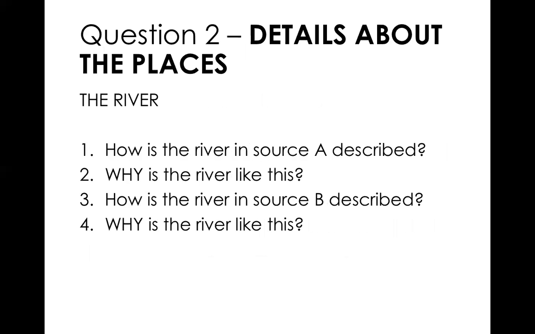Okay, hopefully by now you've managed to have a look at the descriptions of both rivers in both sources. So, number 1, how is the river in source A described? It's described as being as black as the Styx, all right? As the extract noted, the Styx was a river in Greek mythology that separated the lands of the living and the dead. You had to travel on the Styx in order to get to the realm of the dead.